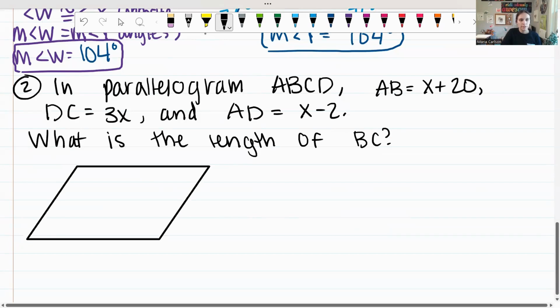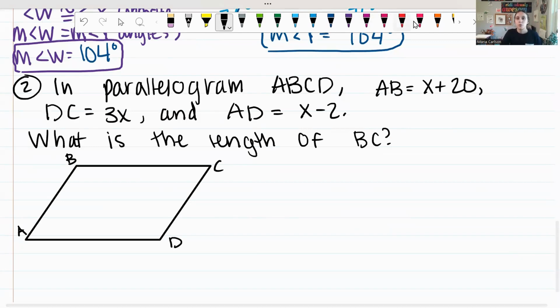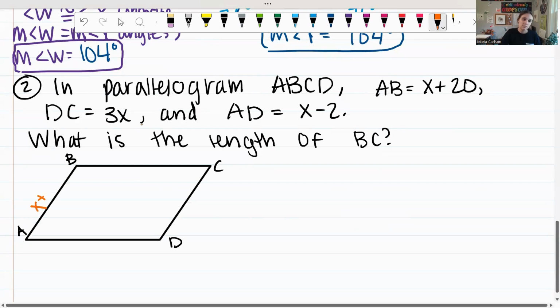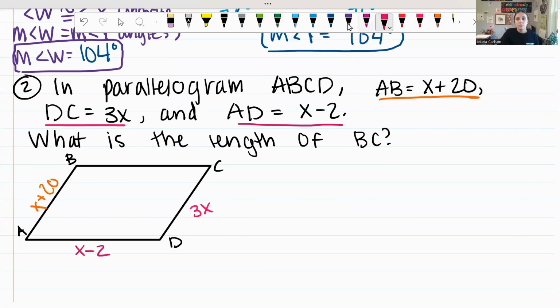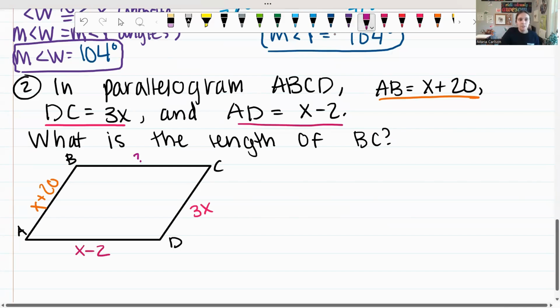Here's our parallelogram ABCD. And when I looked at this problem for the first time, it didn't have any labels on it. It was just A, B, C, D like this. So I would start filling in the side lengths I know. I know AB is x plus 20. I know DC or CD is 3x. And I know AD is x minus 2. We want to find this unknown length BC.